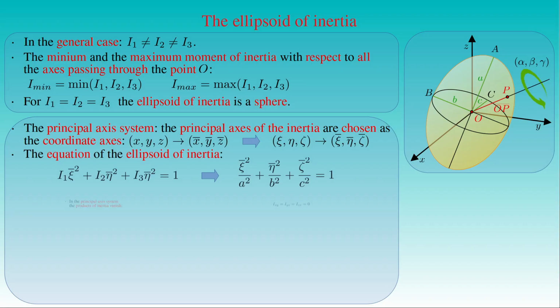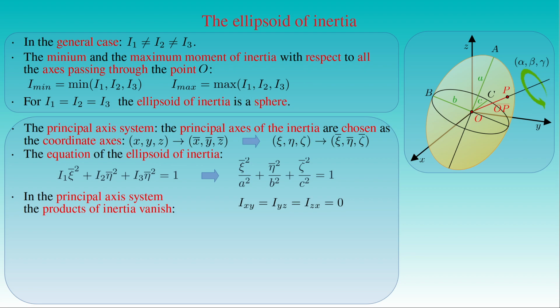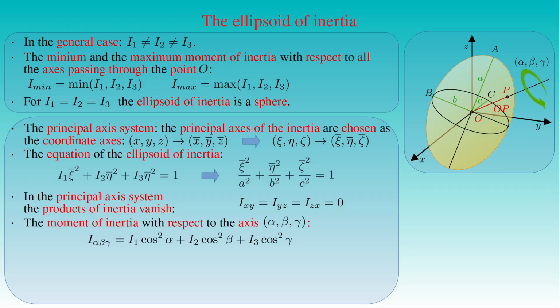The products of inertia of a rigid body therefore vanish in the principal axis system of the ellipsoid of inertia associated with a rigid body with respect to a given point O. As a result, the moment of inertia I sub alpha beta gamma of a rigid body with respect to an axis passing through the point O in the direction described by the angles alpha, beta and gamma in the principal axis system is equal to the principal moment of inertia I1 times the square of cosine alpha, plus the principal moment of inertia I2 times the square of cosine beta, plus the principal moment of inertia I3 times the square of cosine gamma.